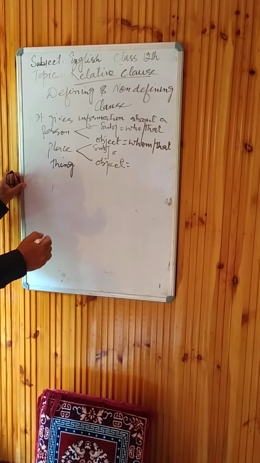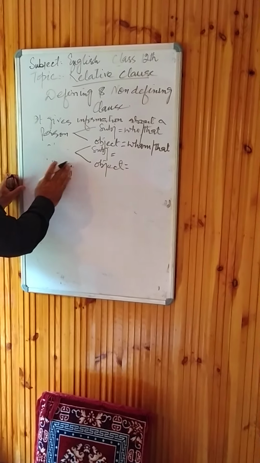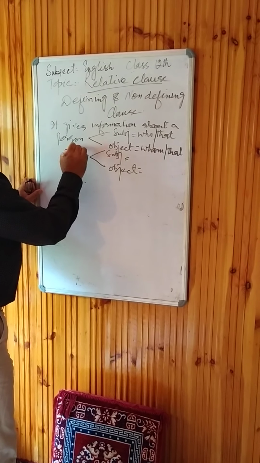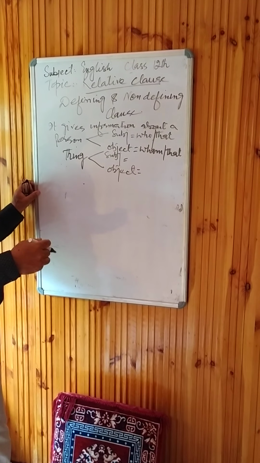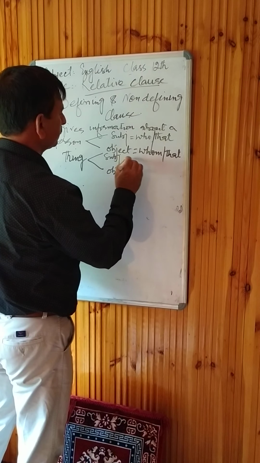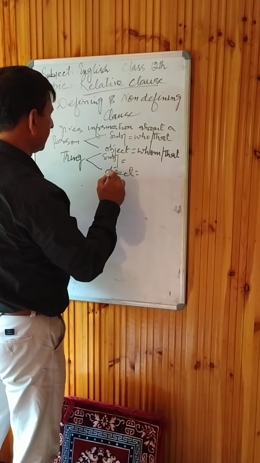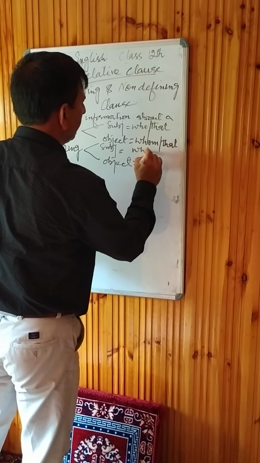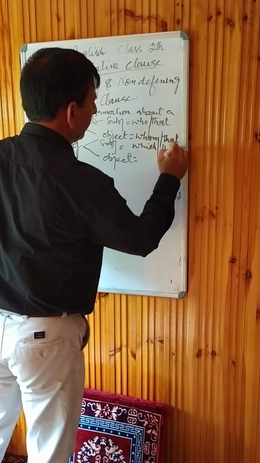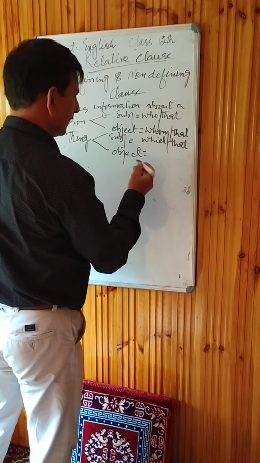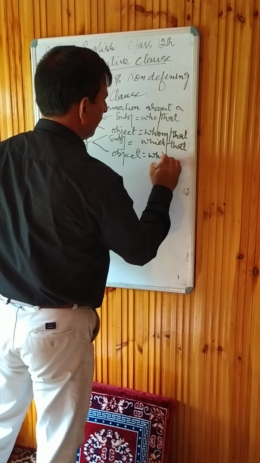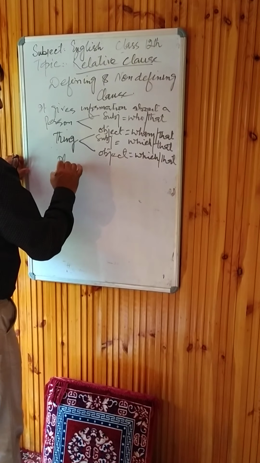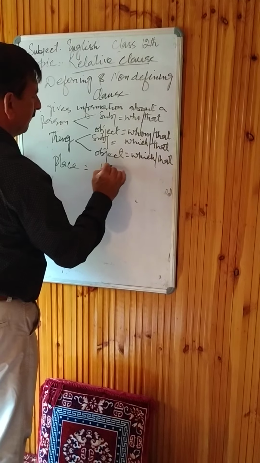Then there is a thing or place. Things could be subject: which or that. And it could be object as well: which or that. And for place, where.